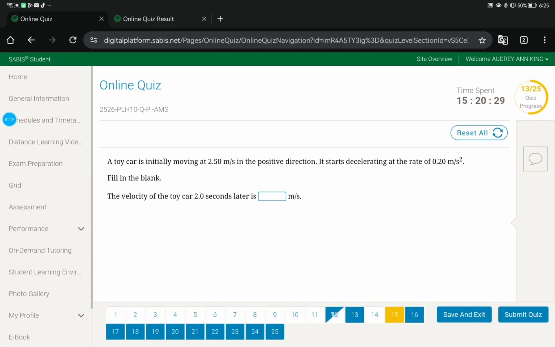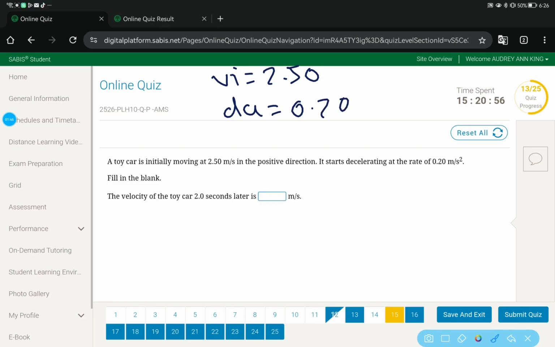A toy car is initially moving at 2.50 meters per second in the positive direction. It starts decelerating at the rate of 0.20 meters per second squared. The velocity of the toy car 2 seconds later is blank meters per second. So the initial velocity is 2.50. The deceleration is 0.20, so it's going to be negative 0.20. And the time is 2, and they want us to find the final velocity.